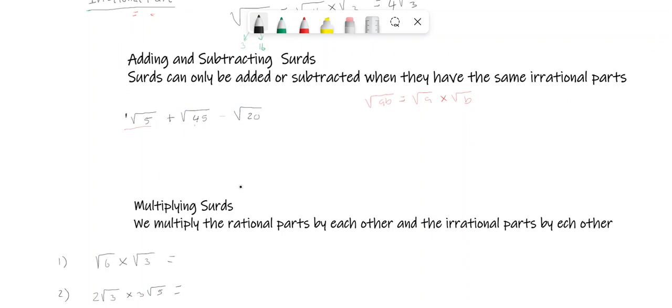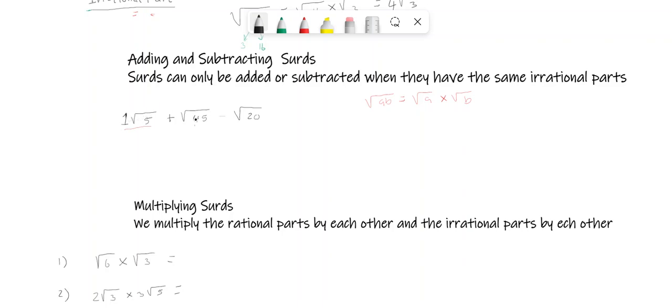So let's have a look at this. If we take this first surd here, we can't really simplify this anymore. It's going to have the two parts. When you have just a square root on its own like this, it's implied that there is a 1 in front of it. So this 1 is going to be the rational part, and then this 5 is the irrational part. So we can't simplify this anymore.